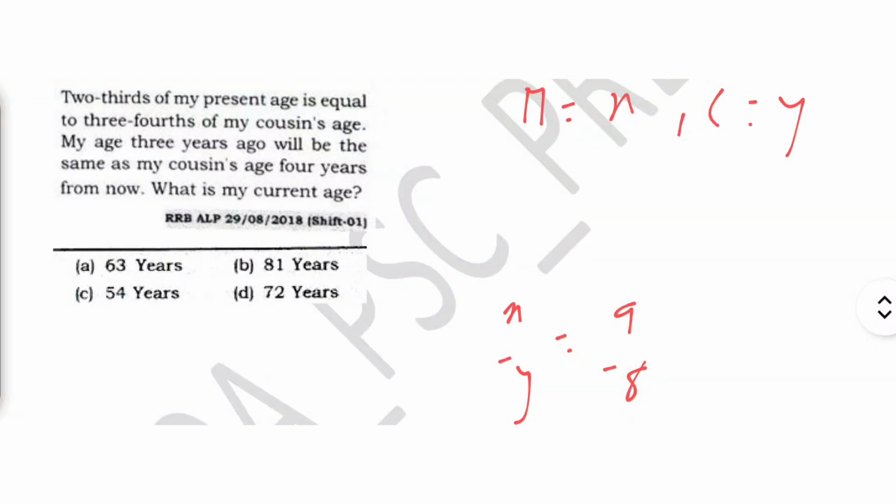So now what is given? My age 3 years ago, that is x minus 3, will be equal to my cousin's age 4 years from now, that is y plus 4. So x minus y is nothing but 4 plus 3, that is 7.